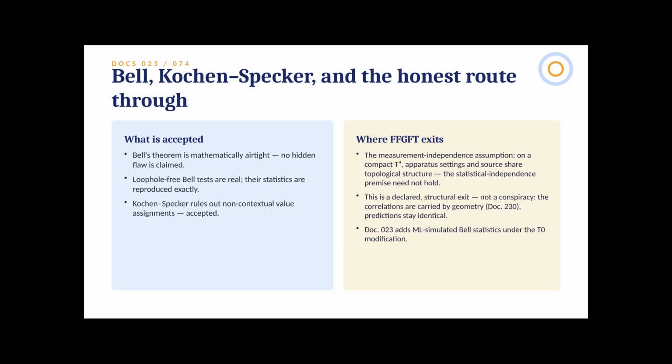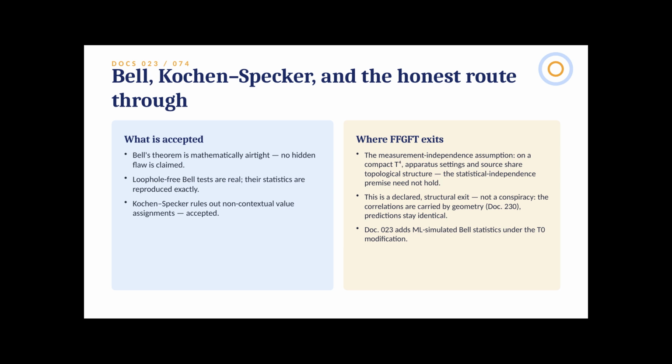Slide 37. Let's talk about the elephant in the room, Bell's theorem. FFGFT does not try to wriggle out of it. Bell's theorem is mathematically airtight, no hidden flaw claimed. The loophole-free experiments are real and their statistics are reproduced exactly. Kochen-Specker, which rules out assigning fixed values, independent of context, accepted too.